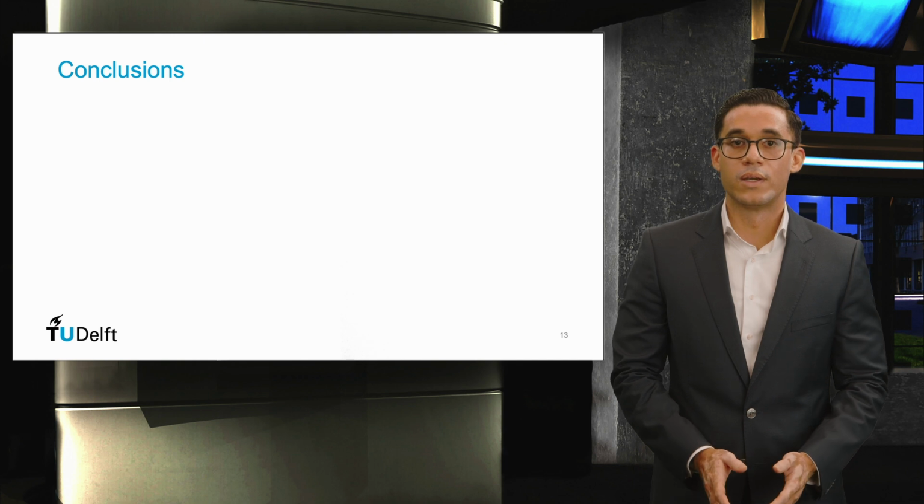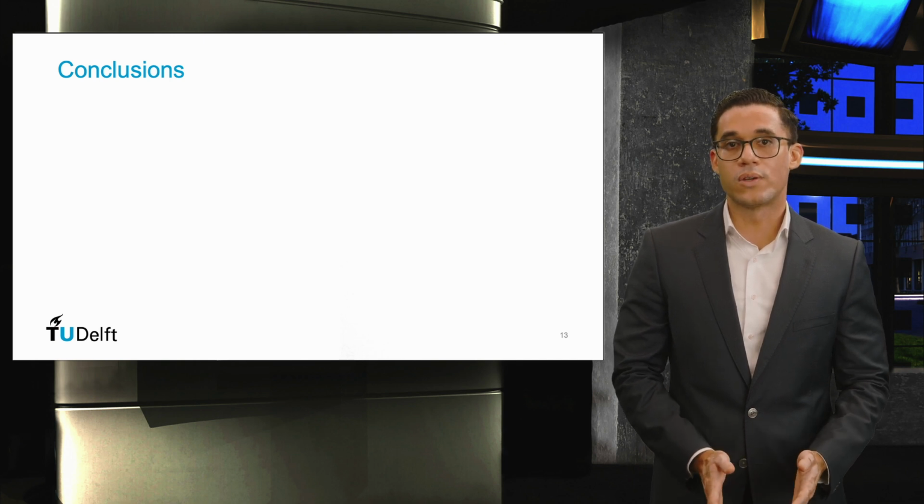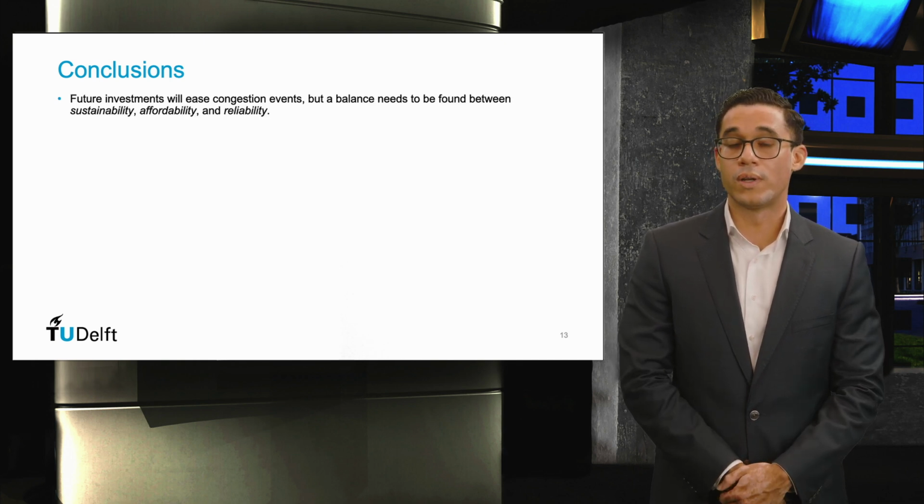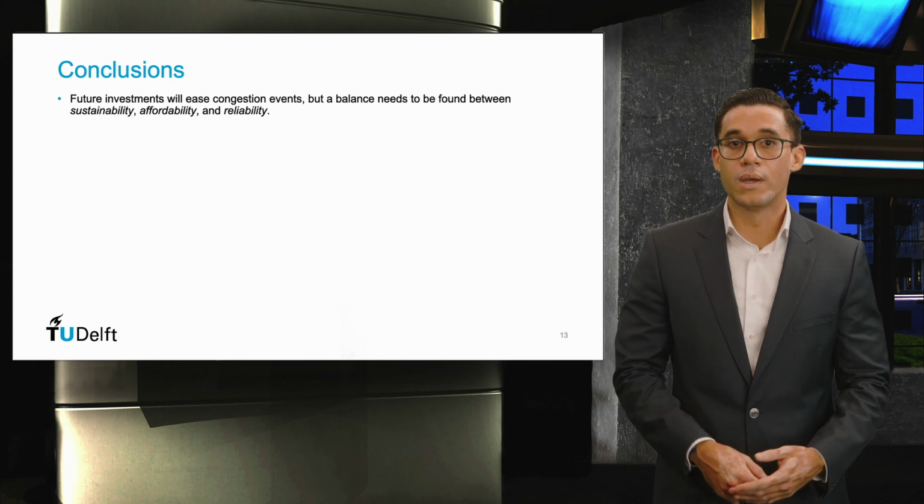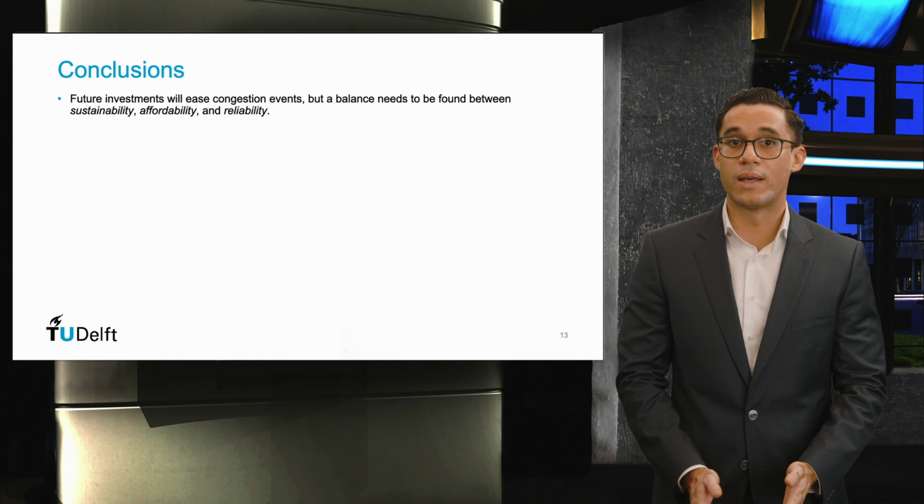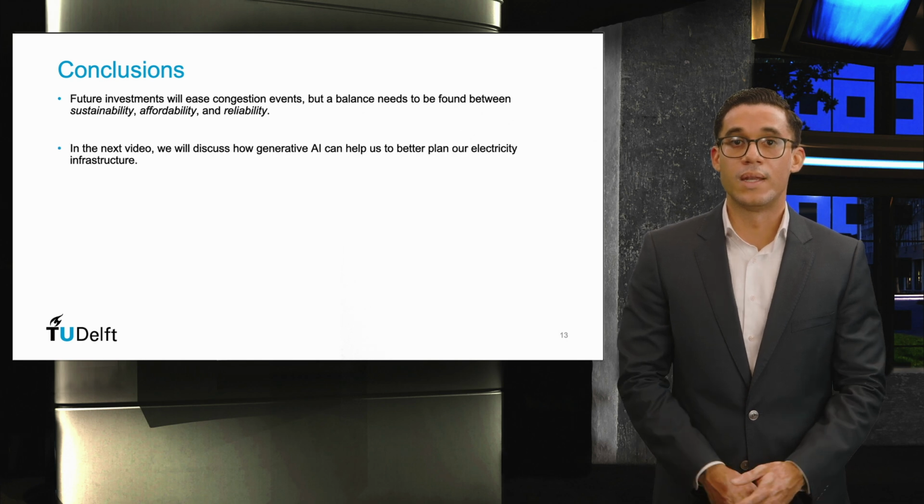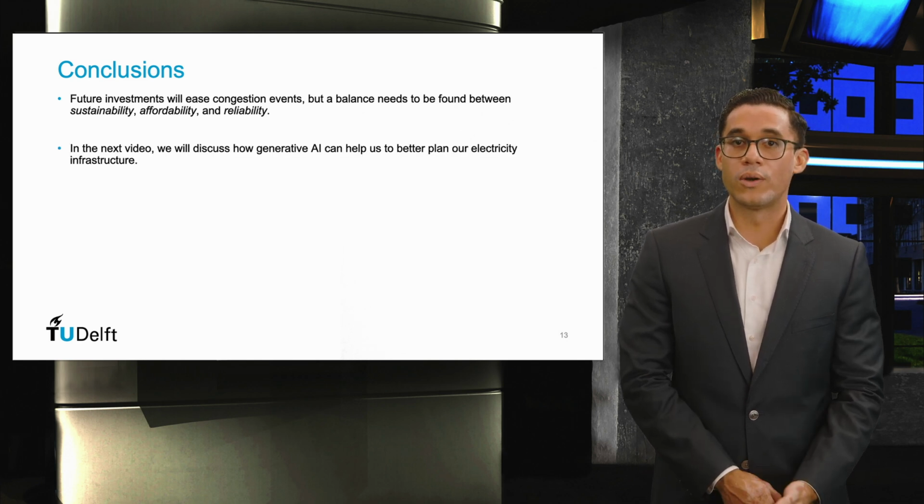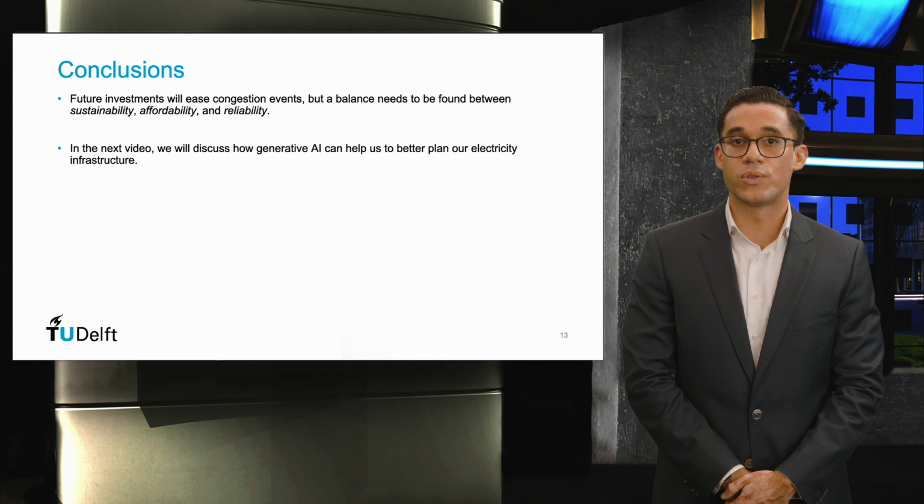To summarize, future investments will ease congestion, but it will not solve the problem completely. We need data-driven methods to balance sustainability, affordability, and reliability. In our next video, we'll dive into how generative AI can transform distribution system planning.